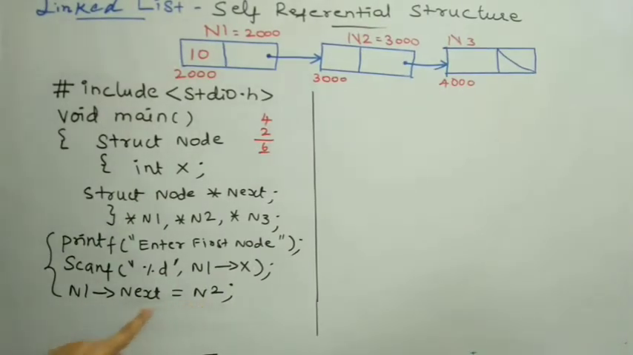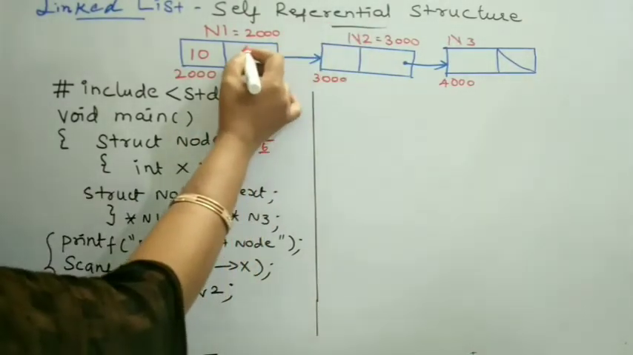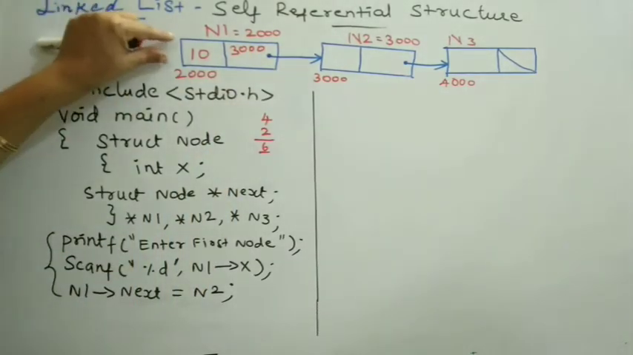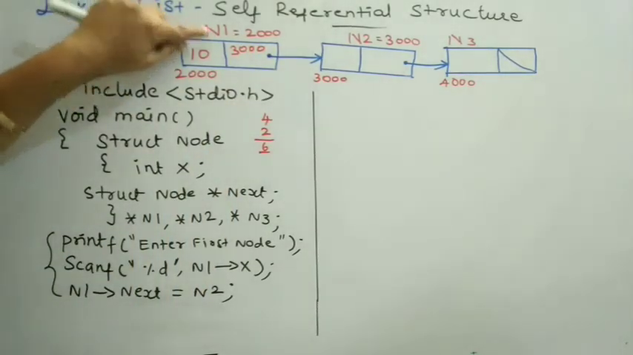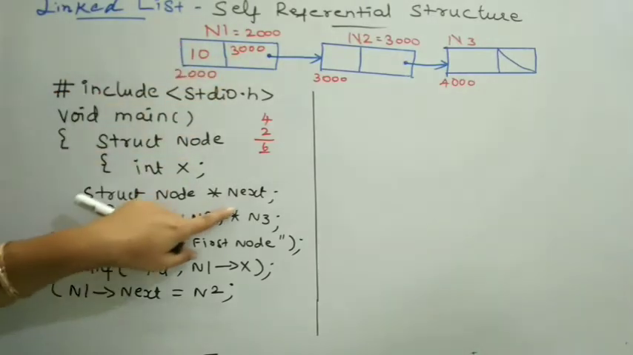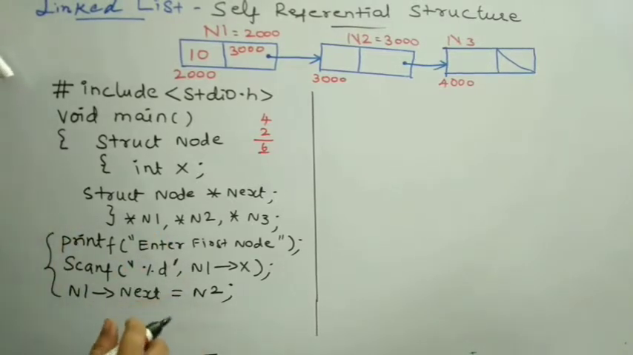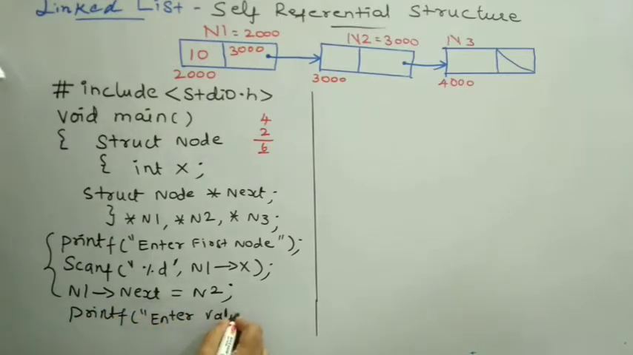When the value n2 is assigned to n1 arrowhead next, the value of n2 is 3000. 3000 is assigned here. This is data member x of n1, and this box represents data member next of this n1. And then I need to create the second node. Before getting the value for the second node, I am prompting the message: enter value of second node.